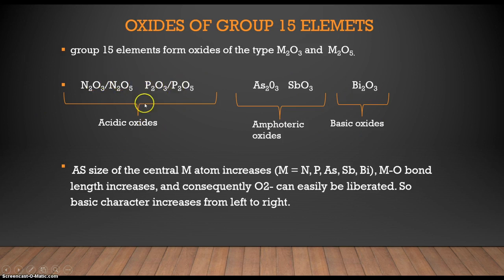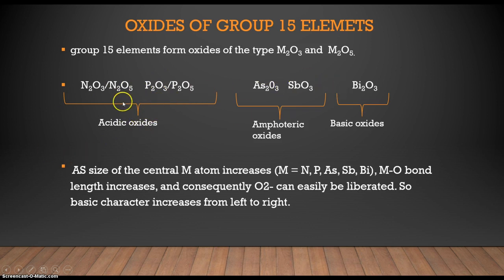Nitrogen oxides and phosphorus oxides are acidic. Why are they acidic? Because, as we have learned in class 11, the basic character of a compound depends on the ability of that compound to liberate the oxide ion. Nitrogen and phosphorus, being smaller in size, are not going to lose the oxygen atom. For this reason these compounds will not liberate the oxide ion easily, and so these compounds are acidic oxides.